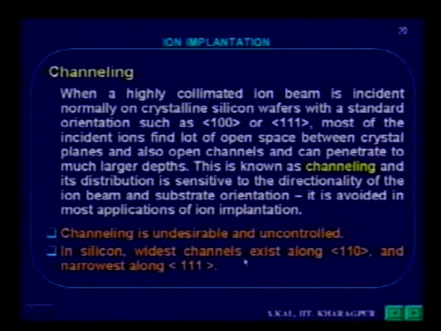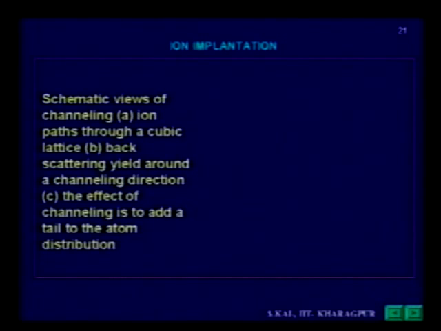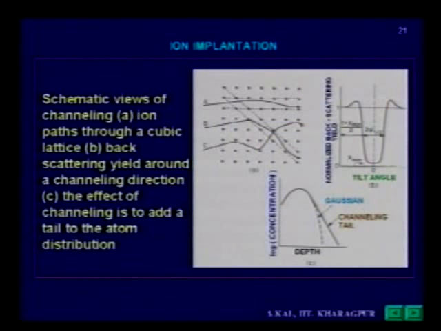Widest channels exist along the 110 direction and narrowest along the 111 direction. That means along the 110 direction, if the ion beam is incident normal to the surface, then through the crystal plane more and more ions will travel over a larger distance before they stop. Okay. And now we'll see the channeling phenomena, how it looks.